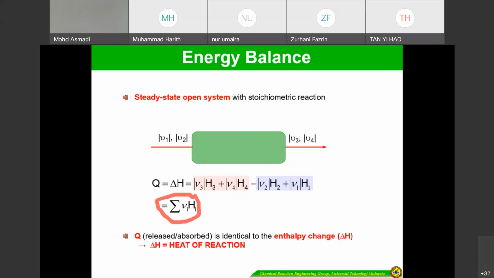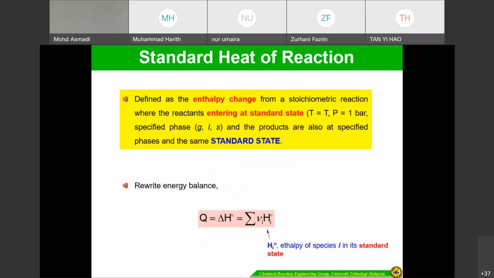You have to remember, this is what we call heat of reaction because it already involves the chemical process. So what is a standard state? If you look here, it defines the enthalpy change from the stoichiometric reactions when the reactants enter a standard state.